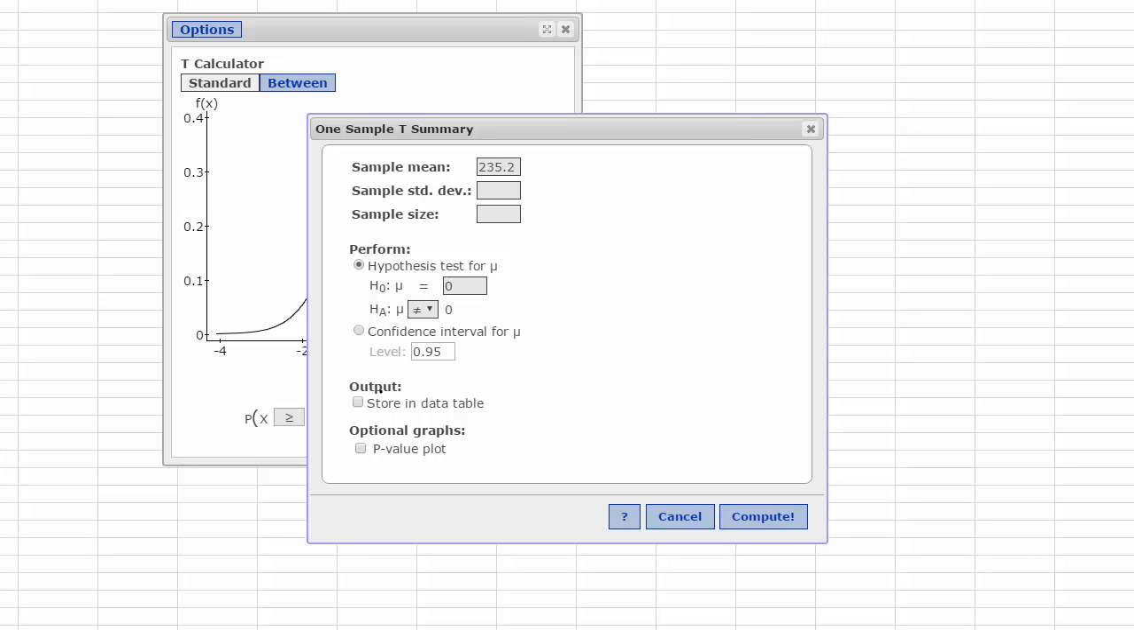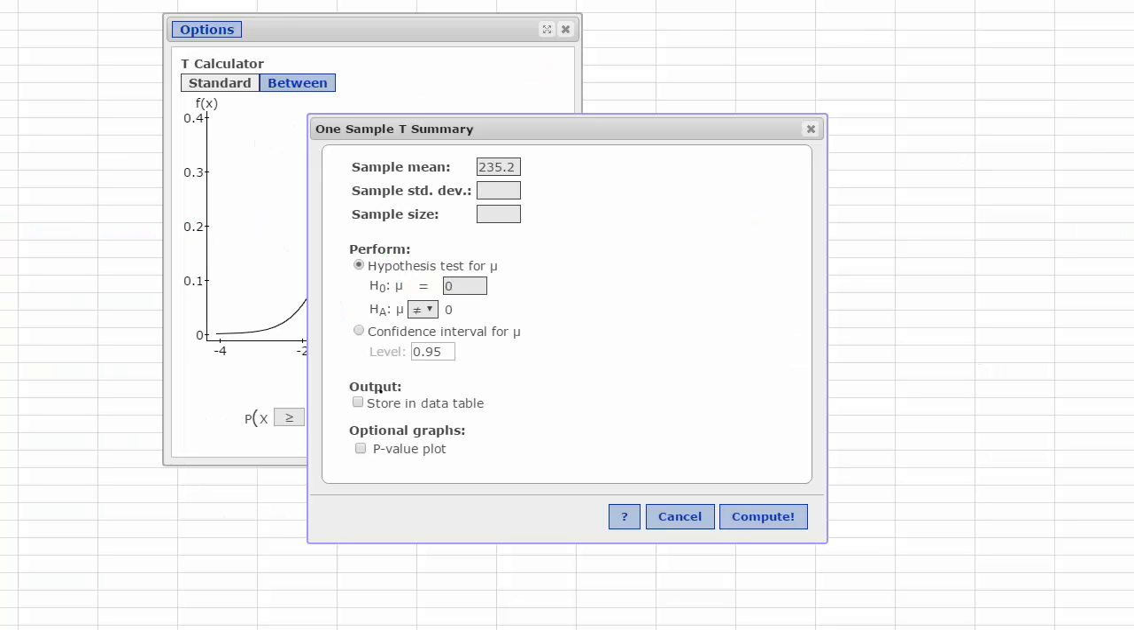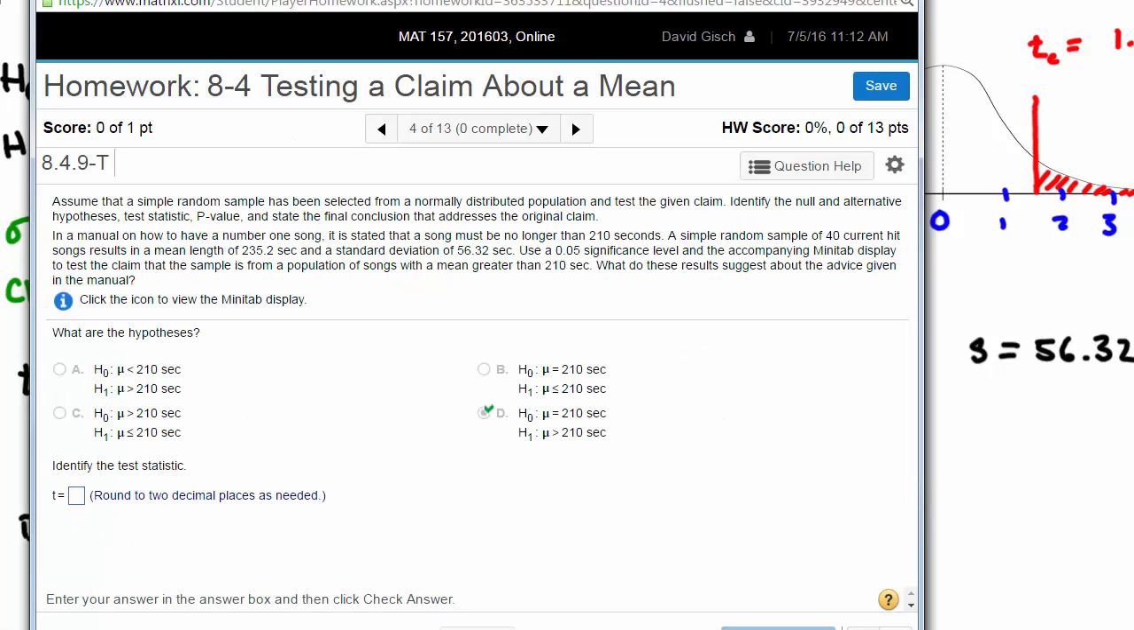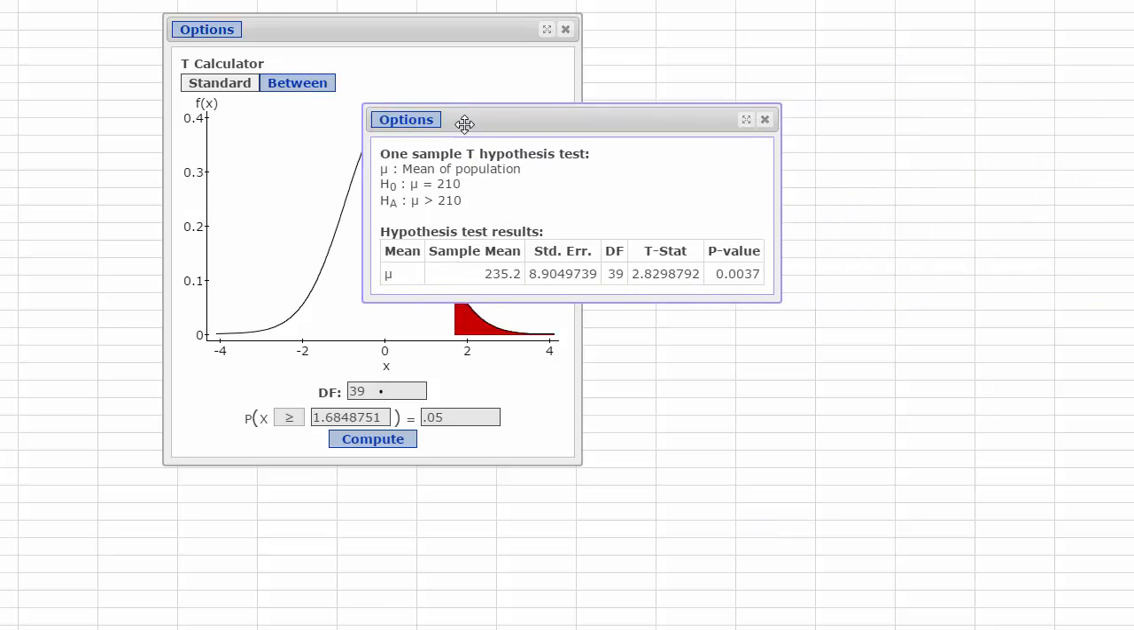Sample standard deviation, so S. And so let me jump back. That was 56.32. So 56.32. I do remember N was 40. We are hypothesizing that this is 210. Whoops, wrong window. There we go. 210, and our alternative is pointing that way. So I got everything in there I need. Now if I just hit compute, there it is.